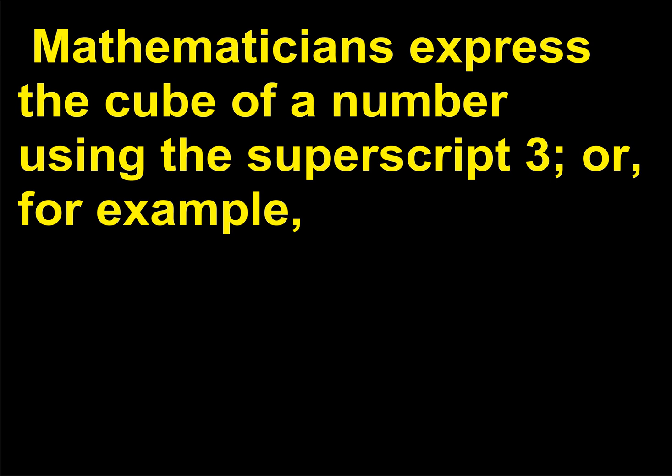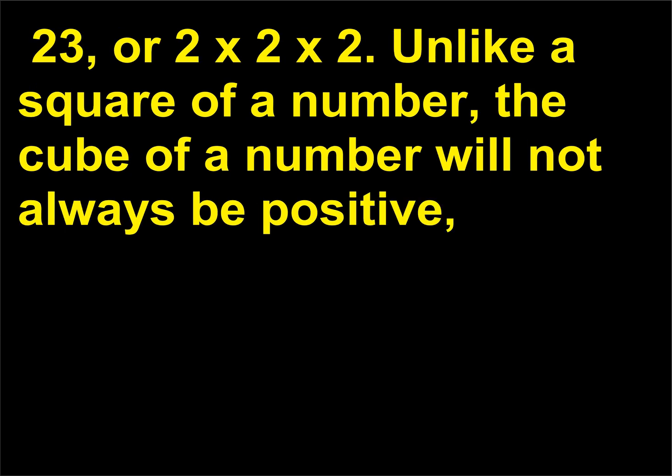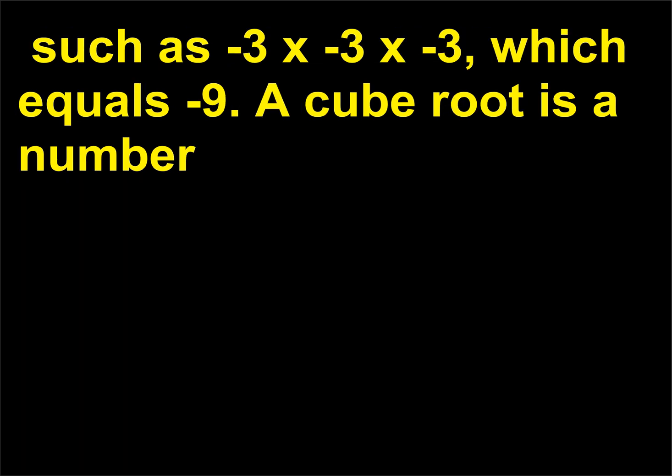Mathematicians express the cube of a number using the superscript 3. For example, 2³, or 2x2x2. Unlike a square of a number, the cube of a number will not always be positive, such as minus 3 x minus 3 x minus 3, which equals minus 27.